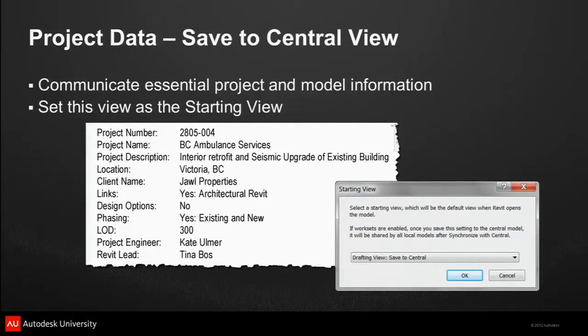I really like it, but I presented this presentation a couple weeks ago in my new office, and the information on this view grew. So we've got in here project number. I kind of argued that point. I added it in there, but it's occurred to me that if you've got the project open, you know what the project number is because we name our projects by number. So, location, client names, are you using links, are you using design options, are you using phasing? These are things people should know when they open your project. The level of detail, who are they going to talk to?